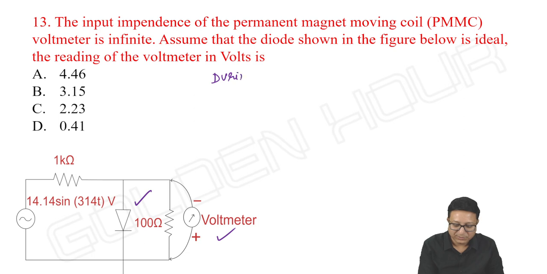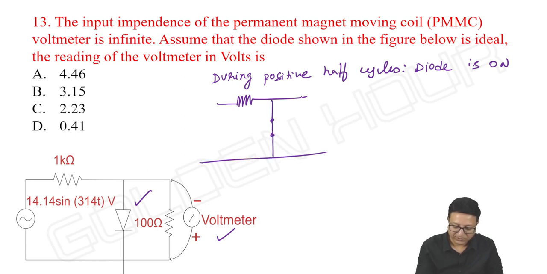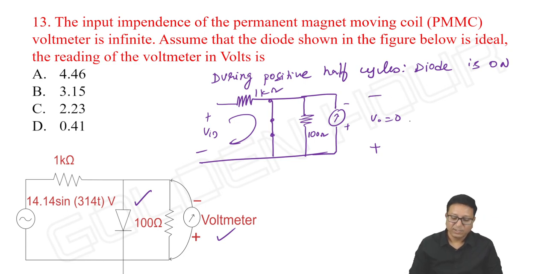So, during positive half cycles, the diode is on. So, the equivalent circuit is this way. It is a 100 ohms, 1 kilo ohm. Entire current flows in this direction. V output is 0, right? It acts as a short circuit, and if I take this as my V output, the V output polarities are from bottom to top. Output is 0.